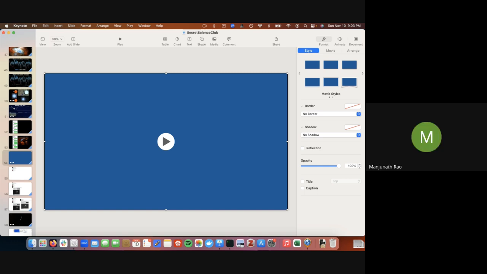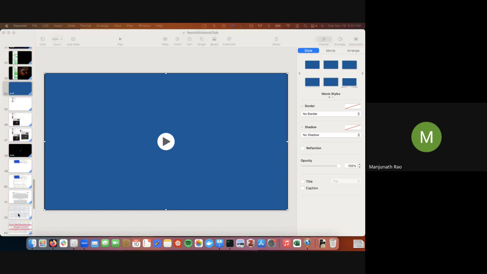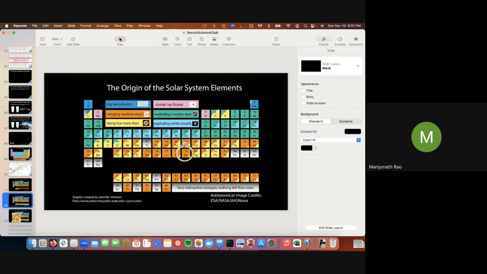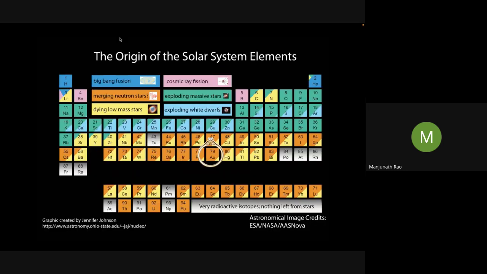My name is Manjunath Rao. If you can show the last slide that you showed just a few minutes ago, I have a question about that. This one? Yeah. So here we see all these different elements and they have different colors. The orange one is the merging neutron stars. The yellow one is dying low mass stars.